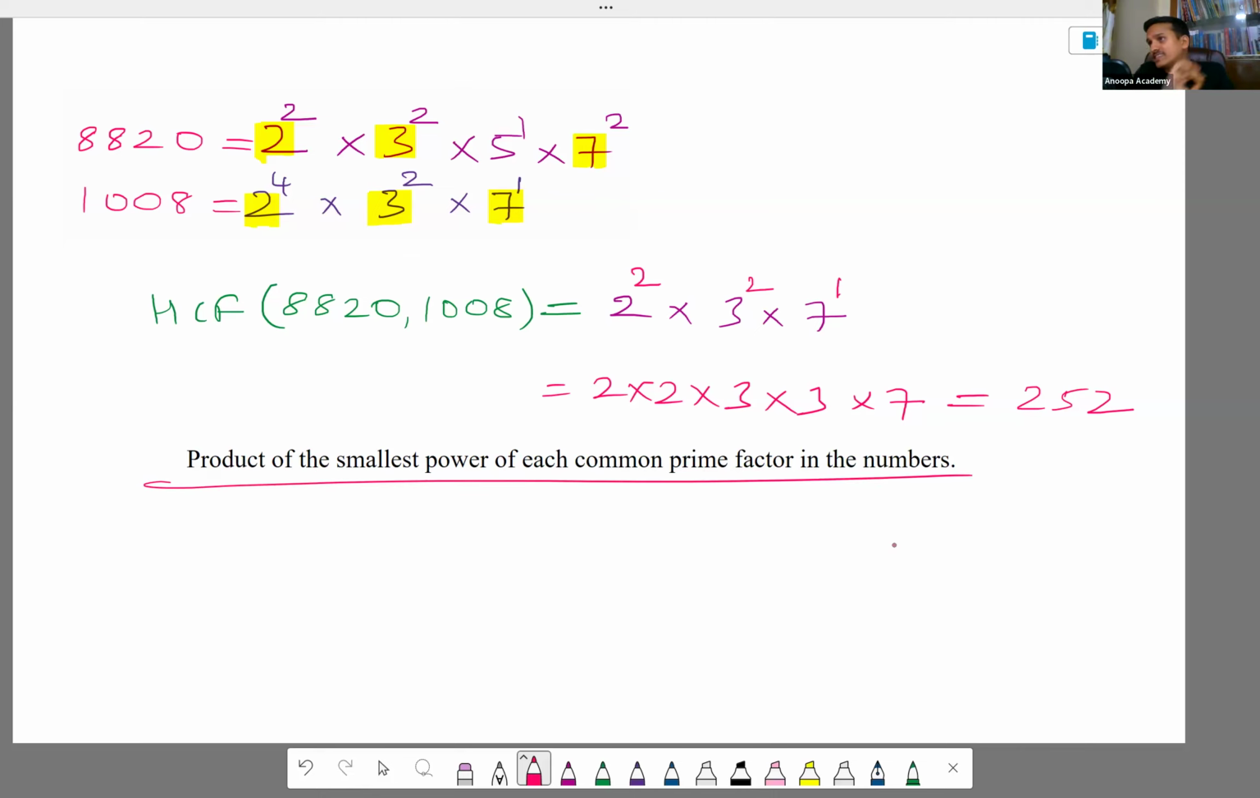This is exactly there in the NCERT. Product of the smallest power of each common prime factor. So you take each common prime factor, put the smallest power and multiply. You'll get the answer of HCF. Yes or no, everyone?